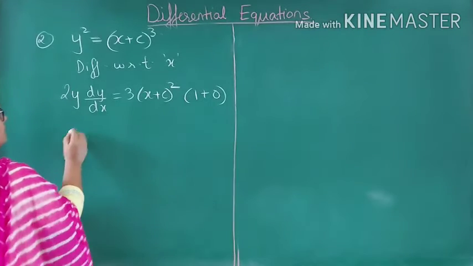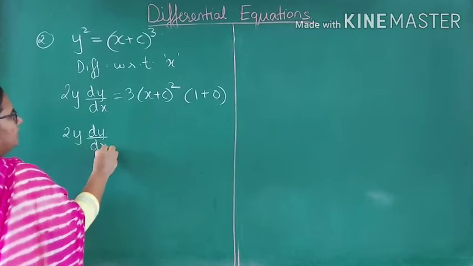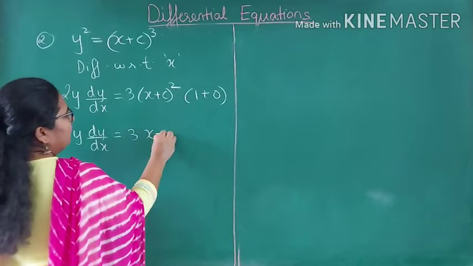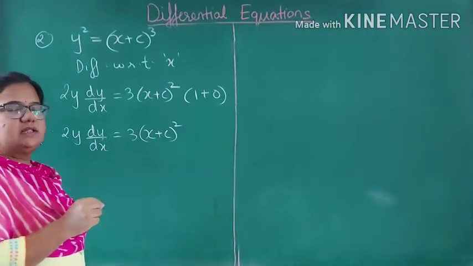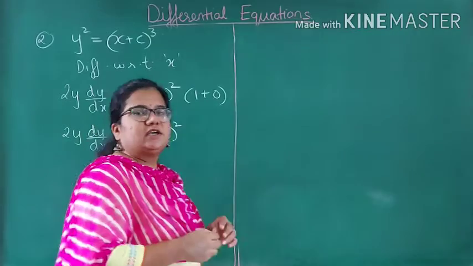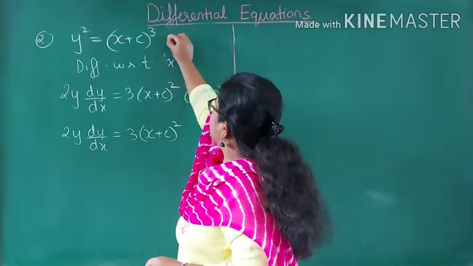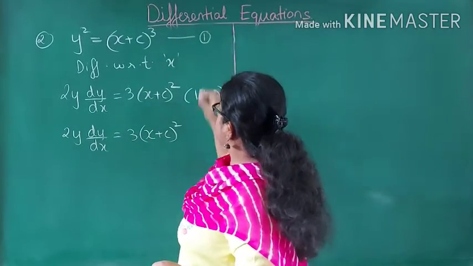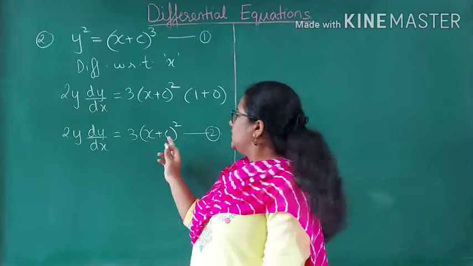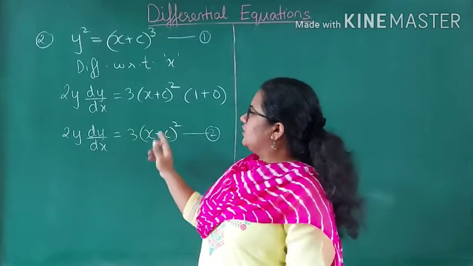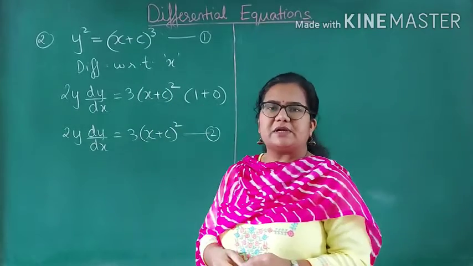So what is this equal to? 2y dy by dx is equal to 3 into x plus c whole square. Now again you can see here that even after differentiating it once, the constant c has not been eliminated. So what again will I do here? This is your equation 1 and this is your equation 2. Now still you cannot directly substitute the value of c here, because here it is x plus c whole cube and here it is x plus c whole square.